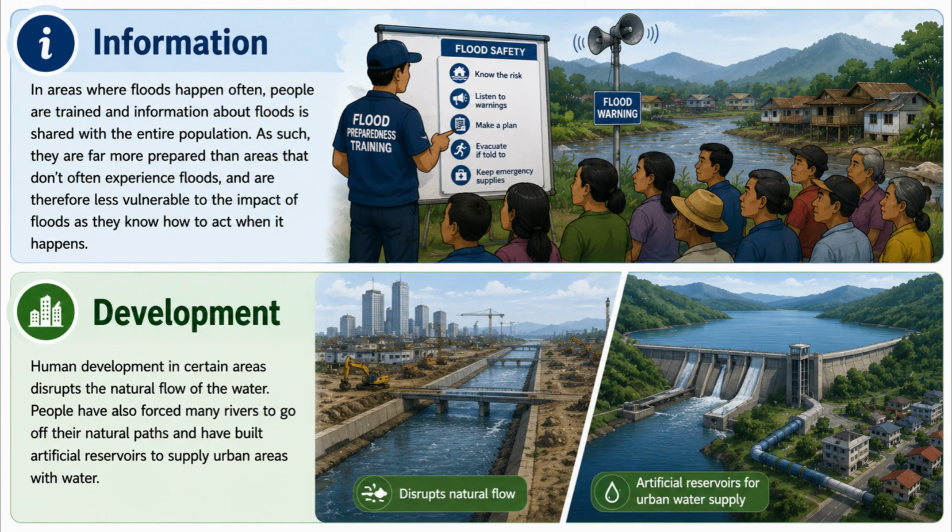Development. Human development in certain areas disrupts the natural flow of the water. People have also forced many rivers to go off their natural paths and have built artificial reservoirs to supply urban areas with water.